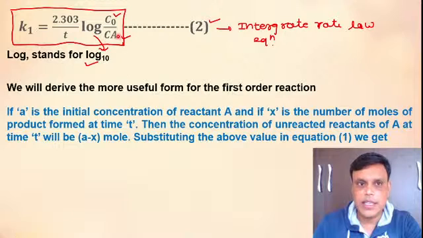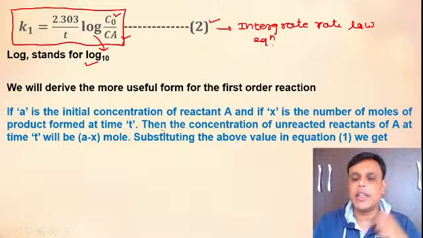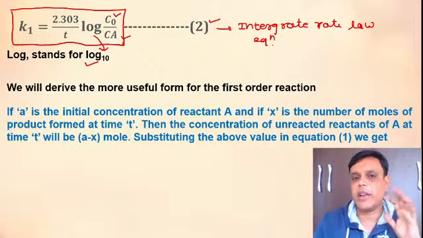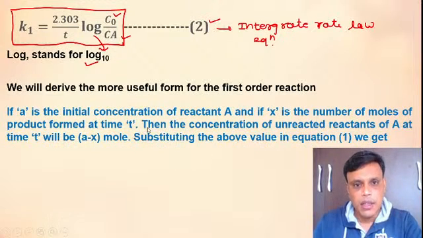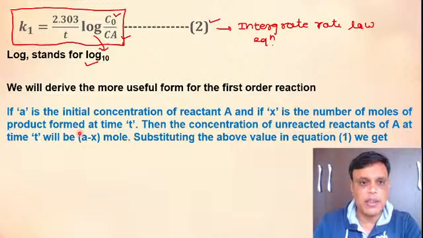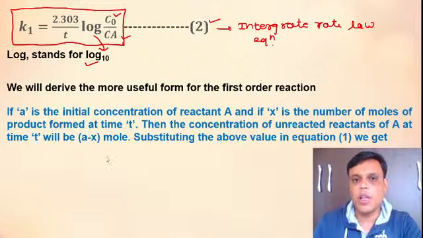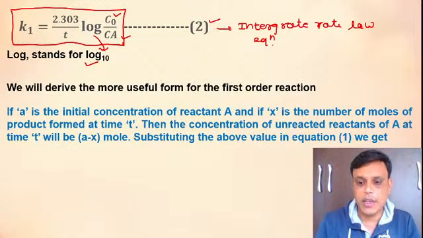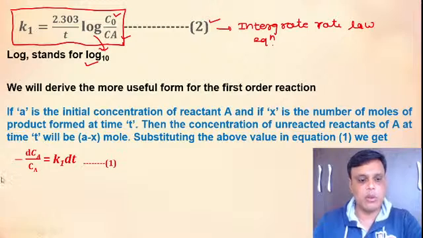Here we have taken it as Ca, so instead of Ca, we will take X. And what is X? X is the number of moles of the product formed at a time t. Then the concentration of unreacted reactant A at a time t will be A minus X. Now you know that very well. We saw this in the last lecture also. So we will substitute the above value in equation 1, which we derived, this equation. This is our equation 1.